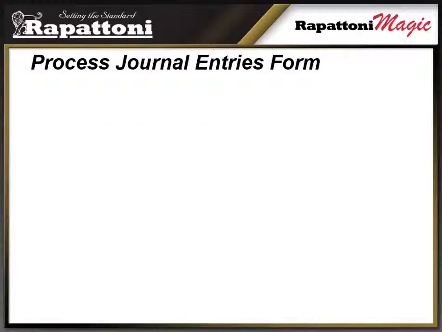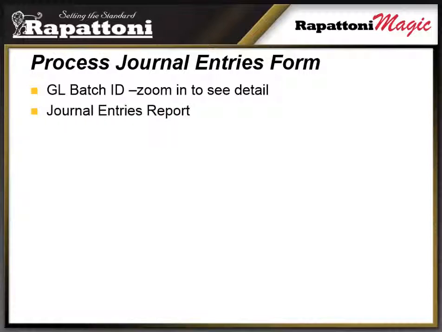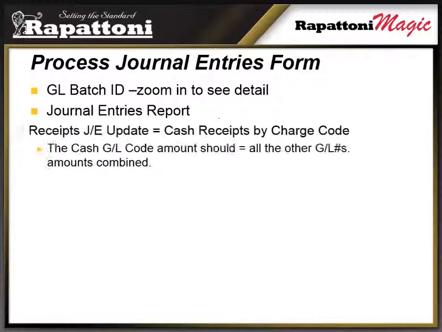So let's talk about the process journal entries form. First, Diane took us to the GL batch ID, where you actually can zoom in and see the details of what's in that batch, as well as zoom in to each different charge code and see specific invoices for each transaction and the total of those invoices. Very good detail there. We really took a look in the journal entries report.